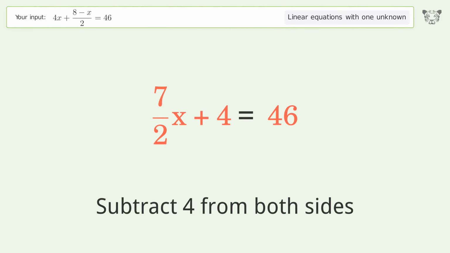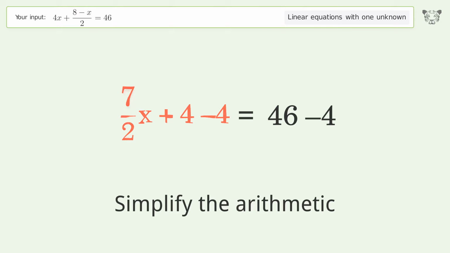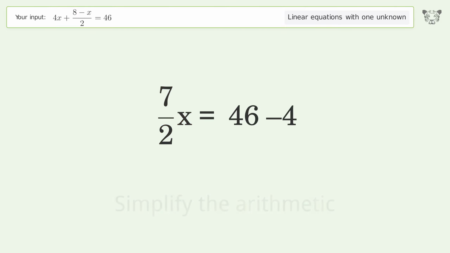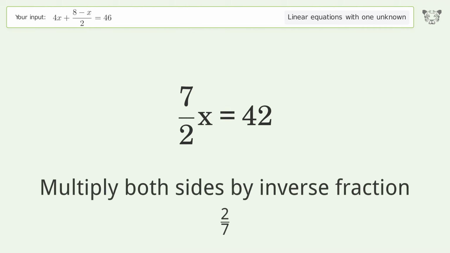Subtract 4 from both sides. Simplify the arithmetic. Isolate the x. Multiply both sides by inverse fraction 2 over 7.